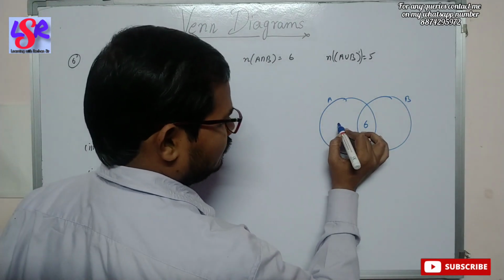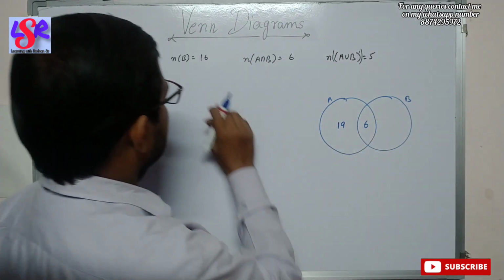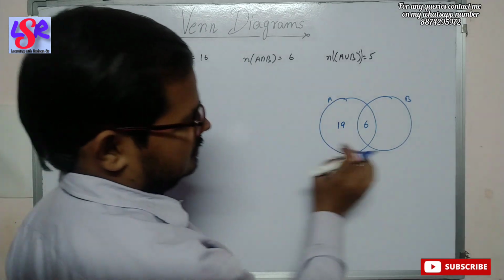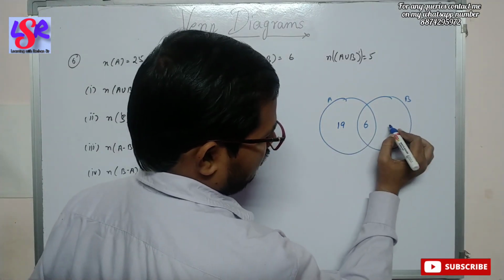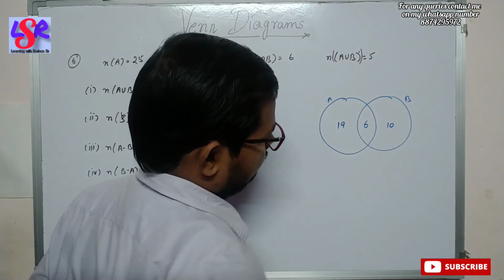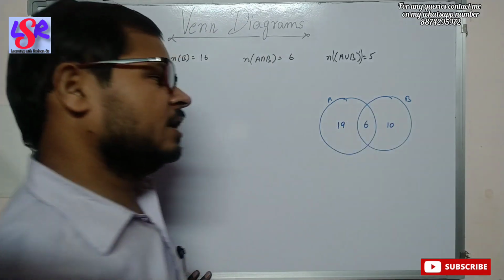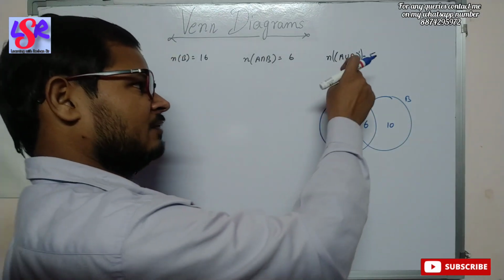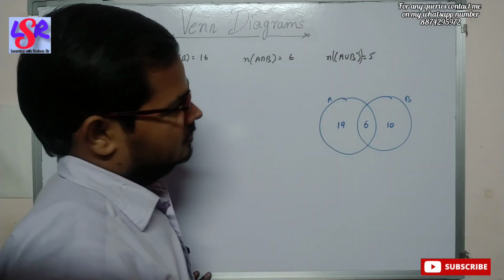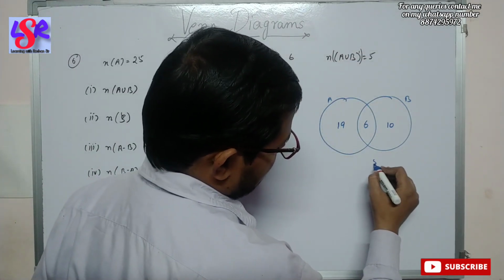So we will be left with 19 over here. Then the B is having 16, जिसमें से 6 यहाँ पे already हो चुका है. So we are having 10. Now इन दोनों का जो सेट है ये कंबाइन करके A यूनियन B बना रहा है. Then we are having the complement of A union B, that is 5. तो 5 इस सेट के बाहर आ जाएगा.